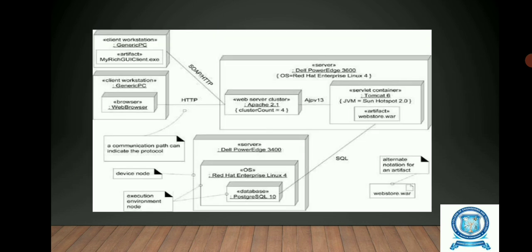So, this is a diagram which shows the components. Consider this, we have two servers. The first server is Dell PowerEdge 3600 and the other is Dell PowerEdge 3400, and the OS inside has certain specifications given, and they are associated with SOAP HTTP protocols.